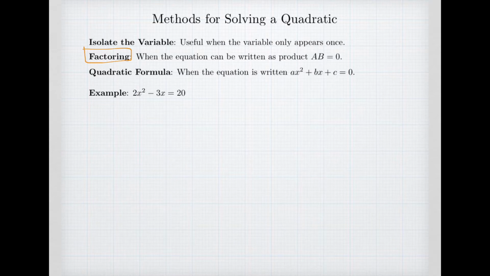In both cases, we need to rewrite our equations so that we're equal to 0. So I need to get this 20 out of the right-hand side of the equation. We'll subtract 20 from both sides, and we get 2x squared minus 3x minus 20 equals 0, and we can try to proceed.